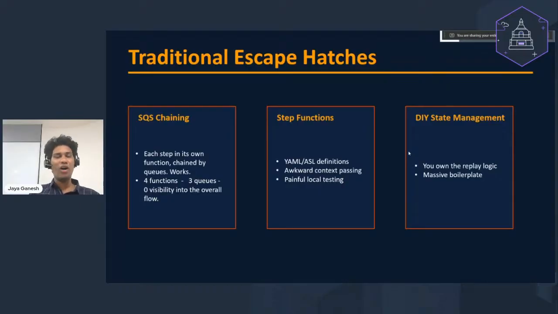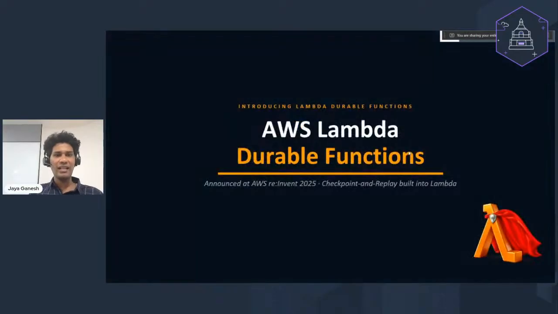Let's see how to avoid this, and how to get this workflow architecture directly inside the Lambda. Here comes the durable function. This was announced at re:Invent 2025. The main feature, or the subtitle of this, is checkpoint and replay. Whatever you are doing, you can checkpoint it so that your progress is saved, just like a video game. We play games, save at a particular checkpoint, and come back anytime and resume from that point.